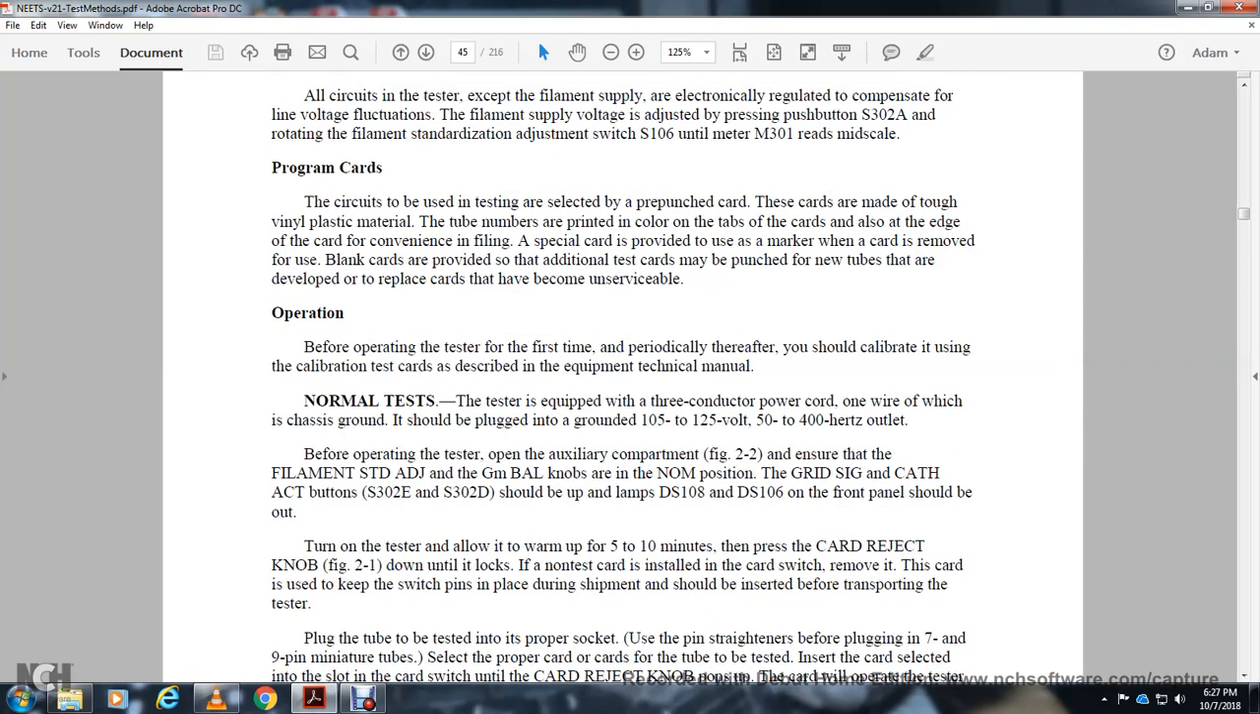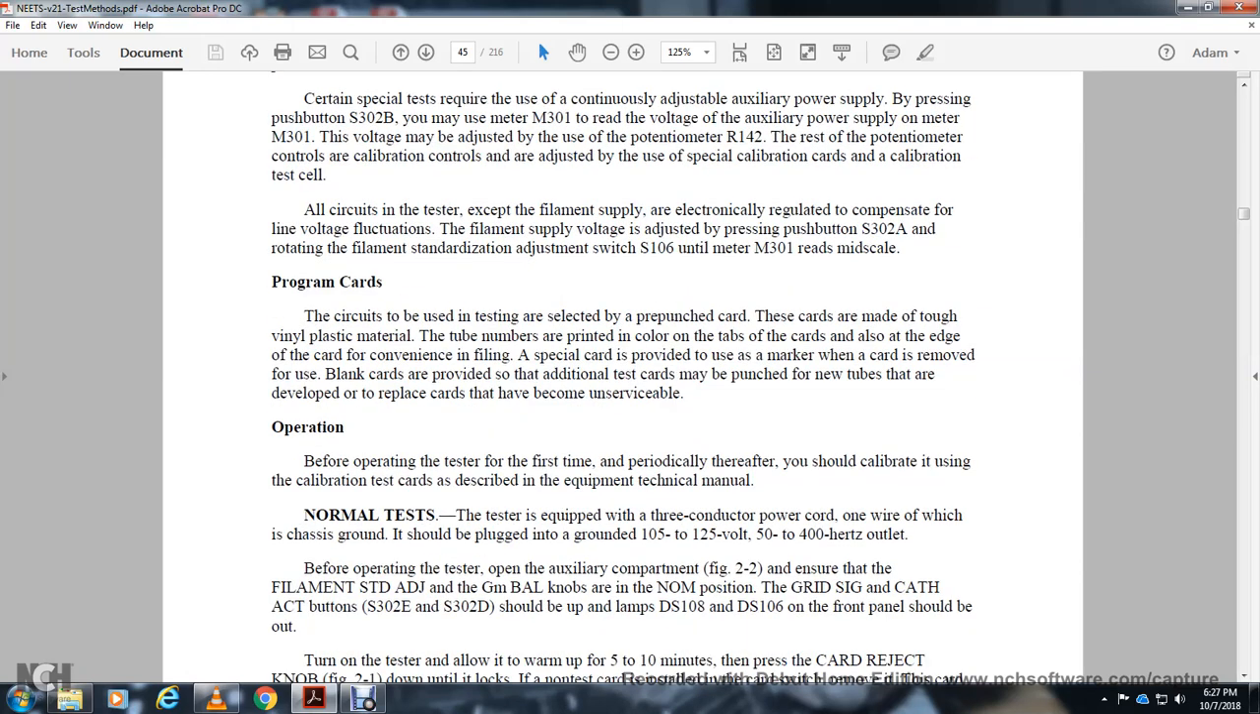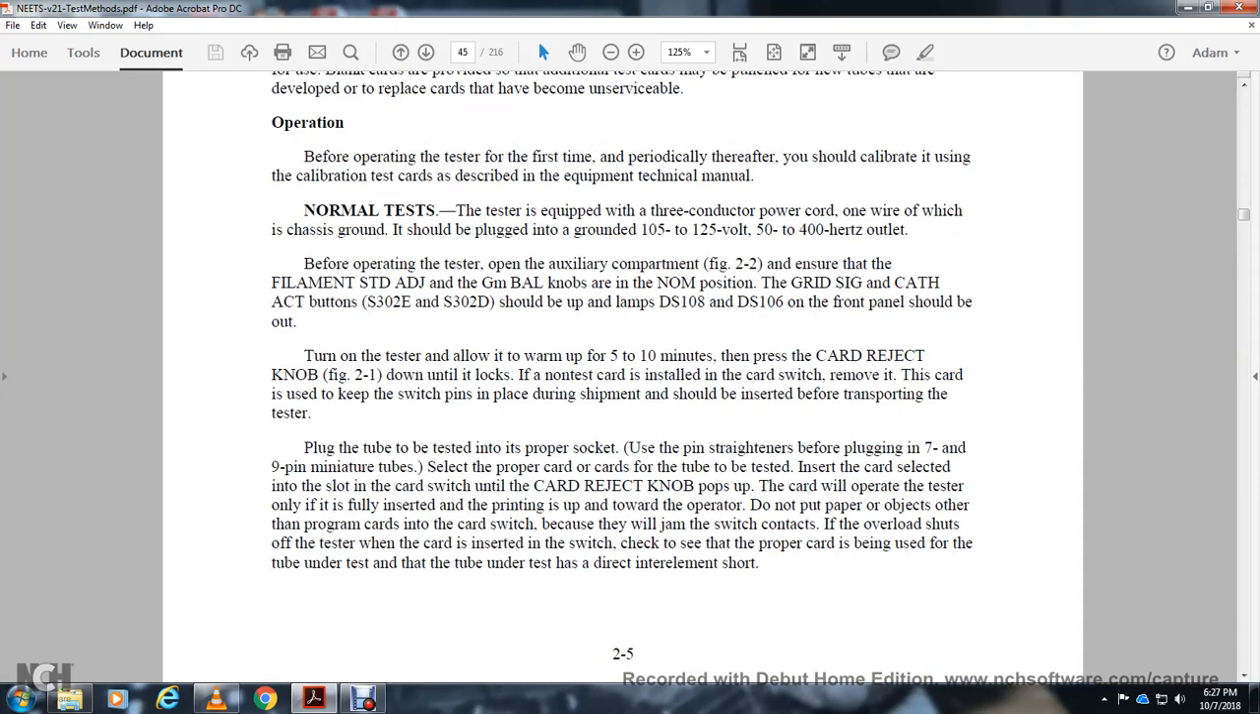Before operating the tester for the first time, and periodically thereafter, you should calibrate it with the calibration test cover that describes the equipment, detecting means with the normal test for the tester's equipment. The 3 conductor power cord has one wire for the chassis ground, and it should be plugged into a ground outlet, 105 to 125 volts, 50 to 400 hertz. Before opening the tester, open the auxiliary compartment and ensure the filament standard adjustment and the transducer bridge circuit are balanced. In the normal position with the grid signal and cathode action, S302 and S302D should be up, and DS108 on the front panel should be out. Turn on the tester and allow a warm up of 5 to 10 minutes.